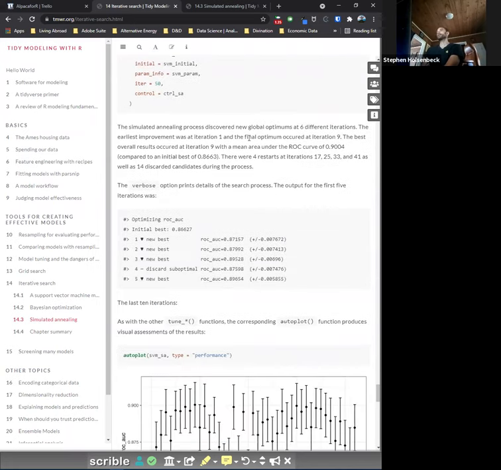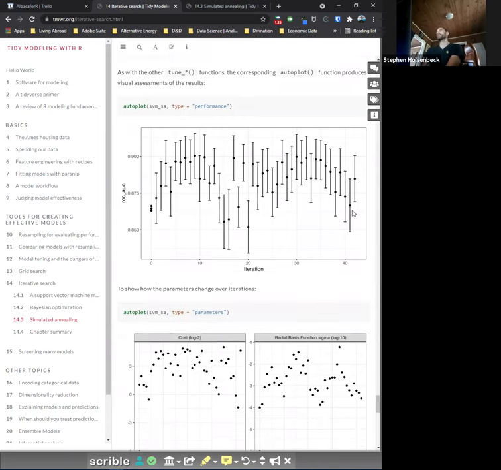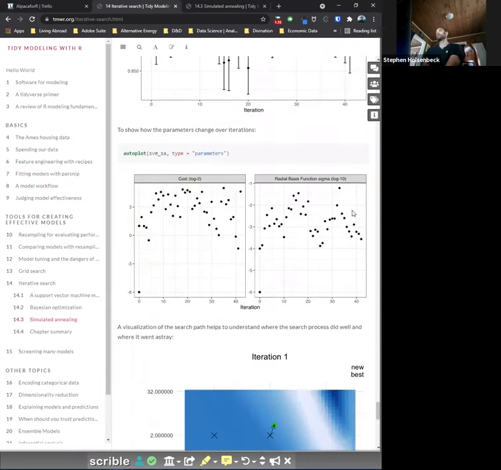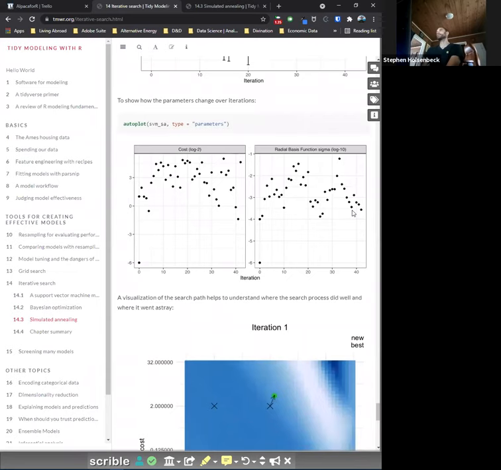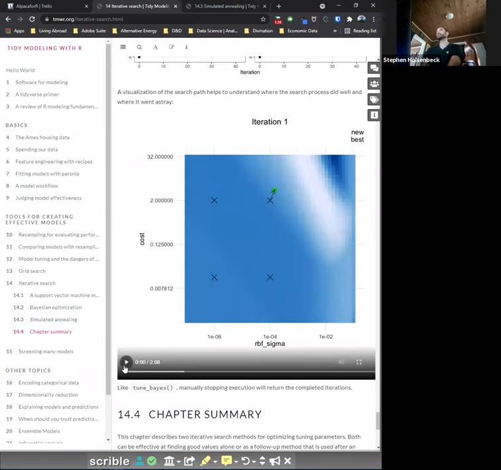So they run it here. This shows the advancement here. It's kind of a normal trend, starts to really explore, and then comes back, and then finds some values in here, and then ultimately comes back, ends right around here. Also has a parameters plot, so it shows the iterations and what the parameters are based on the iteration. And this visualization helps to see how this works.